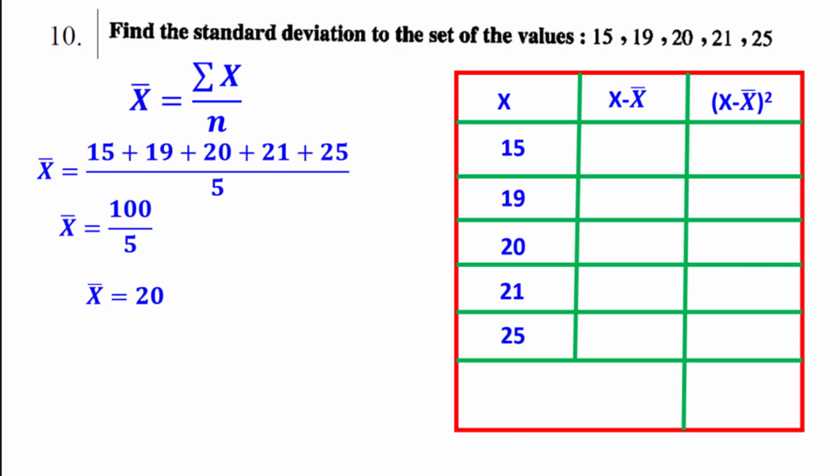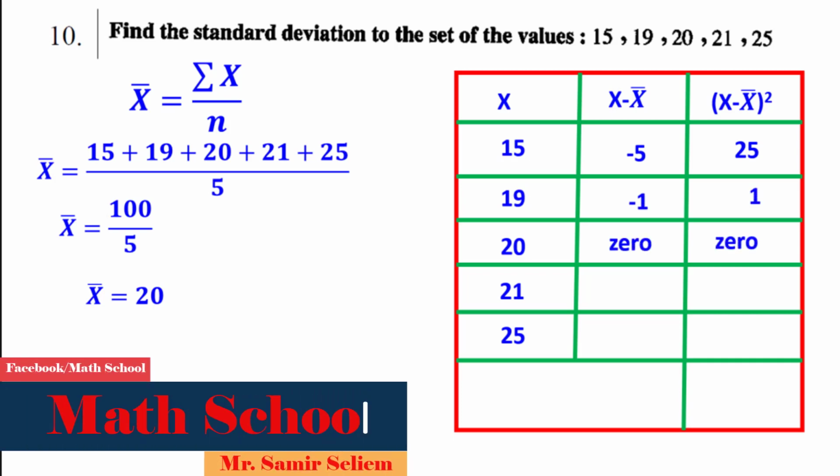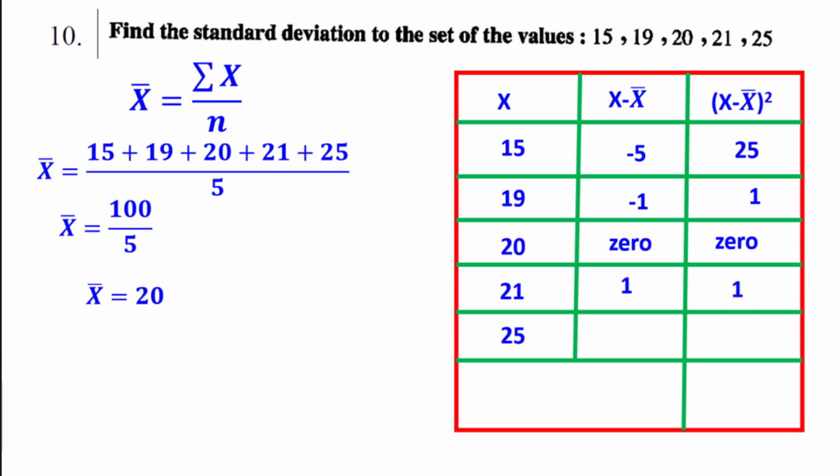Now by subtracting 20, 15 minus 20 equals negative 5, and 19 minus 20 equals what, guys? Negative 5 squared equals 25. 19 minus 20 equals negative 1, squared it will be 1. 20 minus 20 equals 0, by squaring it will be 0. And 21 minus 20 equals 1, by squaring equals 1. 25 minus 20 equals 5.